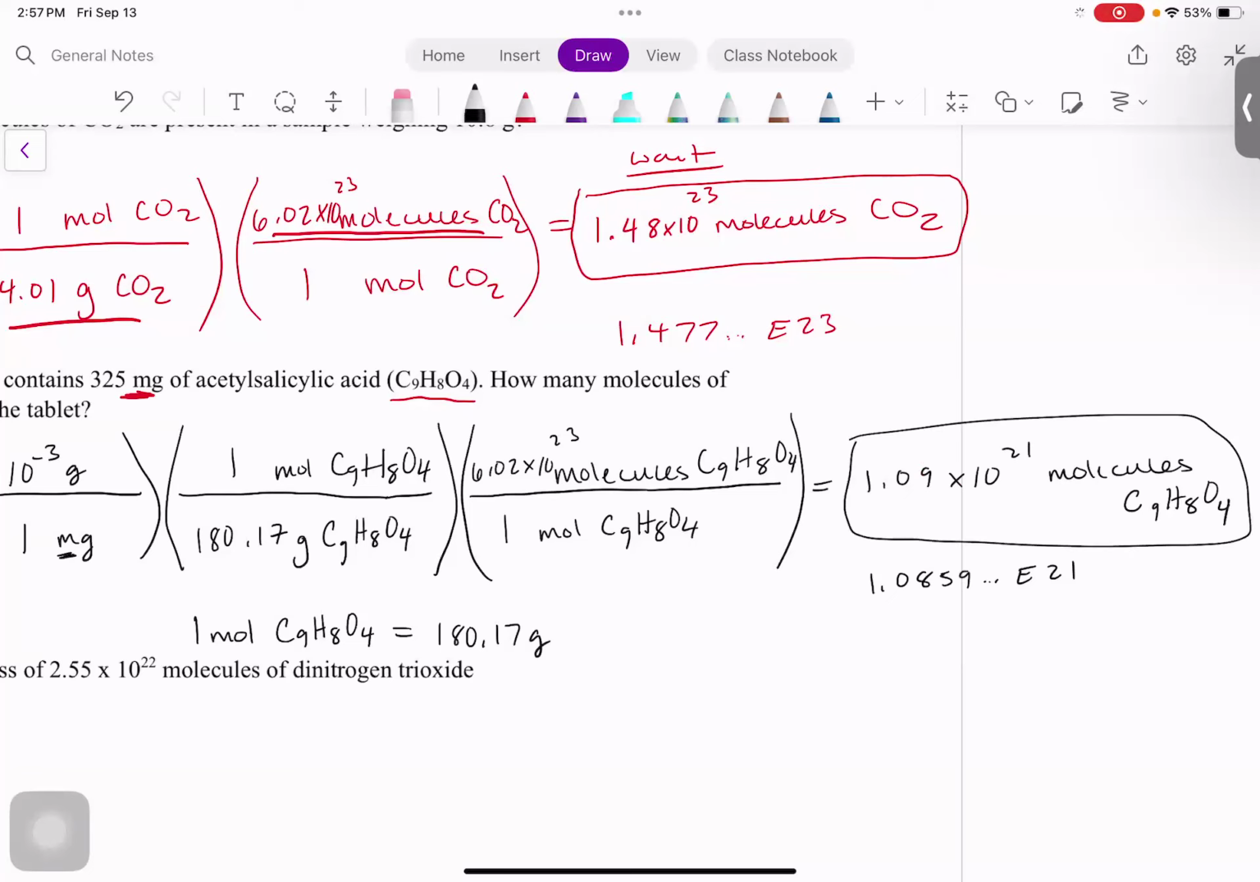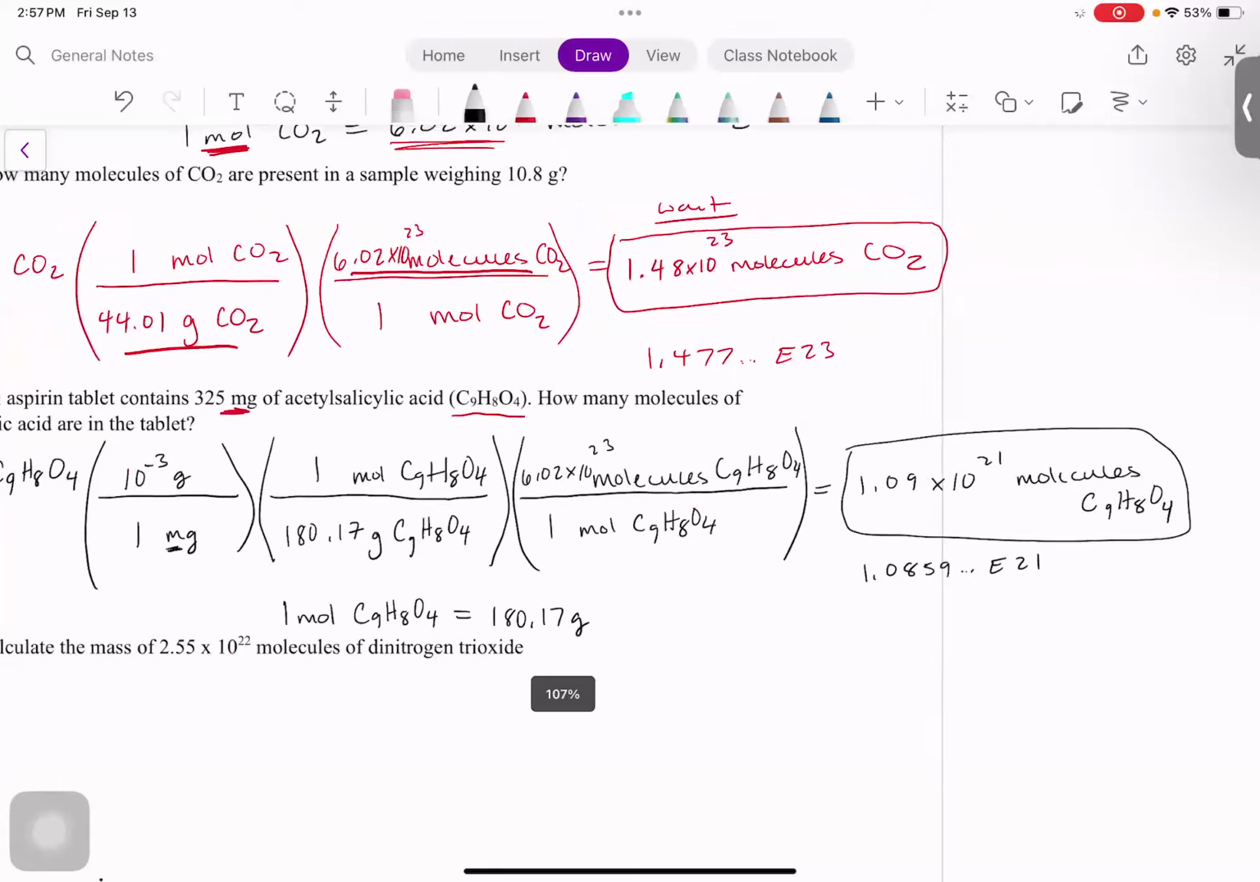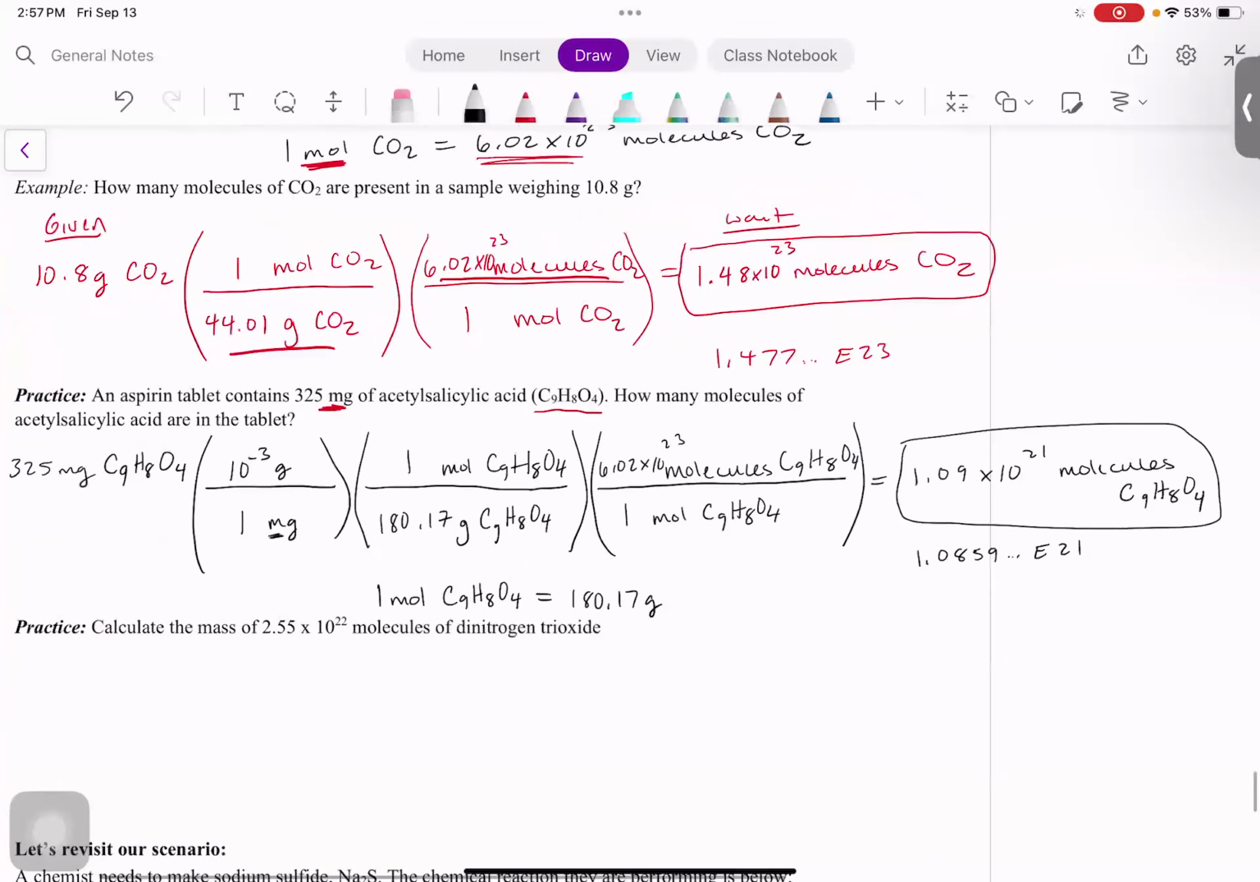And looking at the mass, 325 milligrams, that mass is less than 1 mole, right? The mass of 1 mole we determined was 180.17 grams. So this molar mass is the mass of 1 mole, and 1 mole is 6.02 times 10 to the 23rd molecules. Our mass is smaller than 1 mole. Our answer is also smaller than 1 mole.